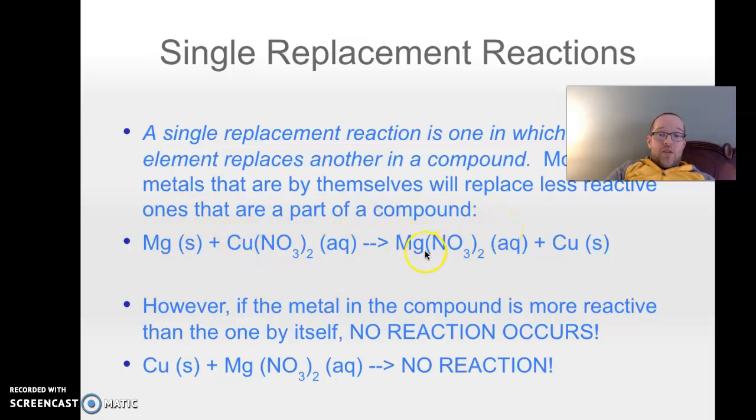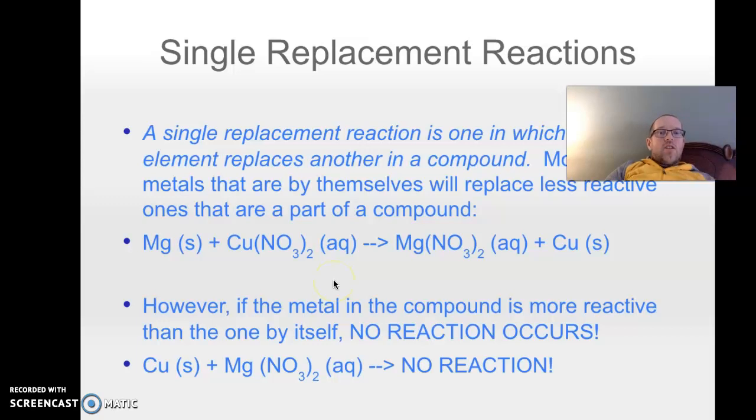We have magnesium nitrate, which is a compound, and we have copper, which is an element that's by itself. So if you were to do this in the lab, you would notice that it would start out as kind of a blue color, which would be caused by the copper, and then you would start to see that blue color start to fade as the copper turned into solid. And so you'd see that sort of copper-colored metal start to form on the edge of the magnesium.